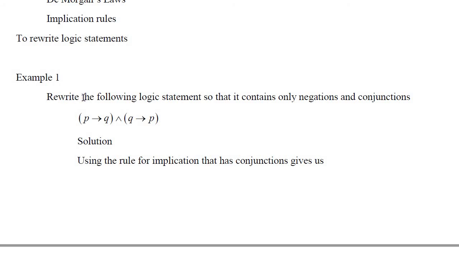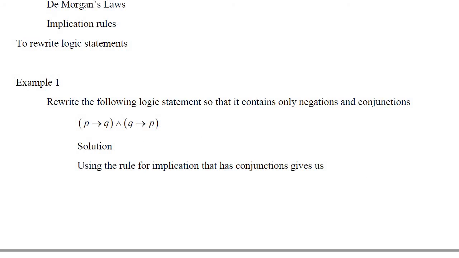Example 1 says, rewrite the following logic statement so that it contains only negations and conjunctions, your AND statements. So that means this if-then statement, I want to turn that into an AND statement. And this second if-then statement, I want to turn that into an AND statement. So we're going to use the rule for implication to turn those arrow statements into AND statements.